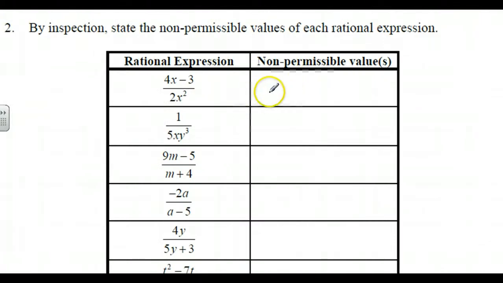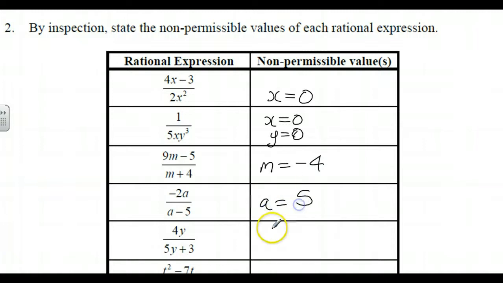By inspection, x equals 0. It's going to cause problems here. X equals 0, y equals 0. If either of those are 0, this expression will be 0. M equals -4. A equals 5. Y is equal to -3/5 for the reason I went through before, right? This becomes -3/5.